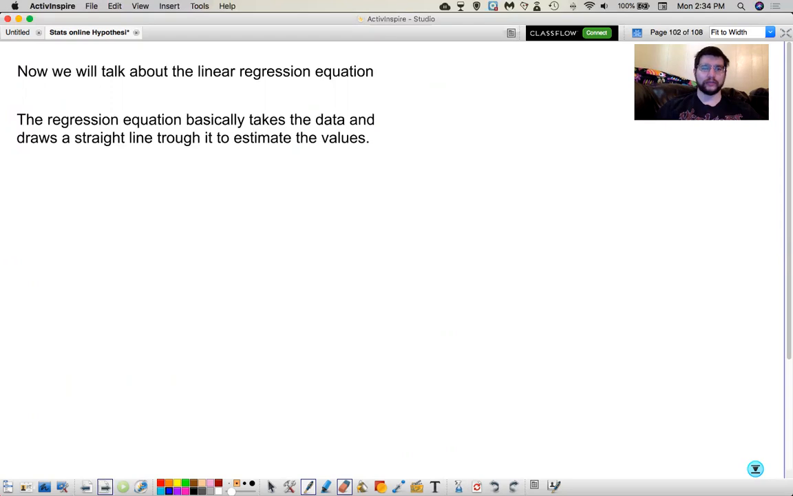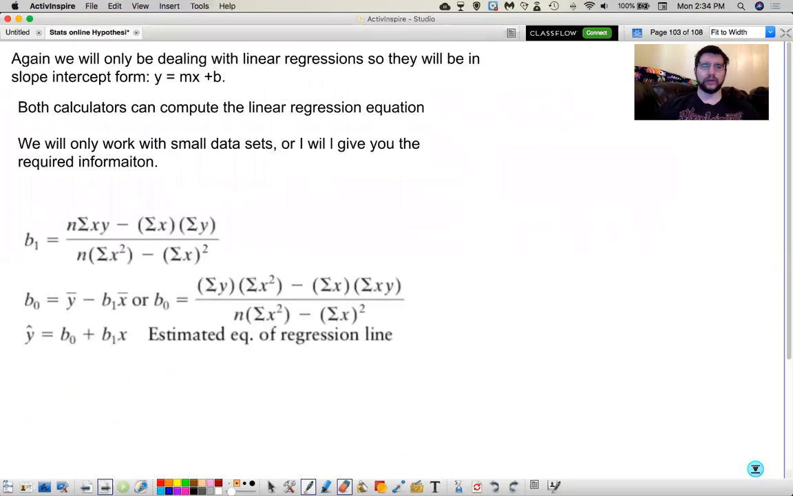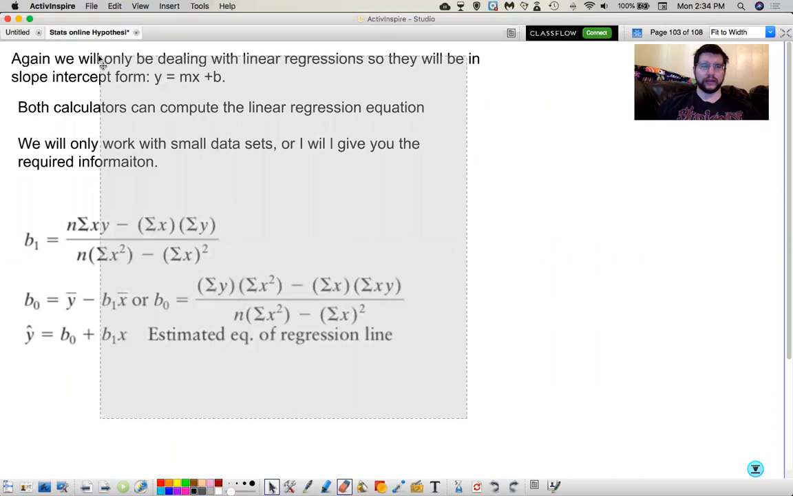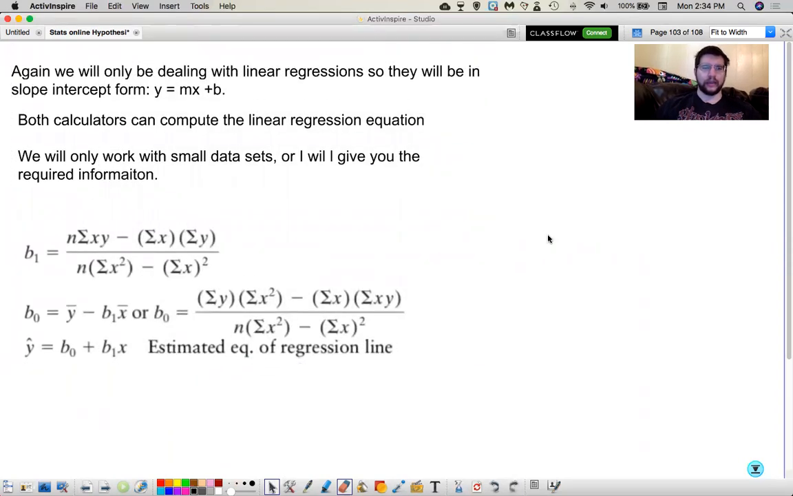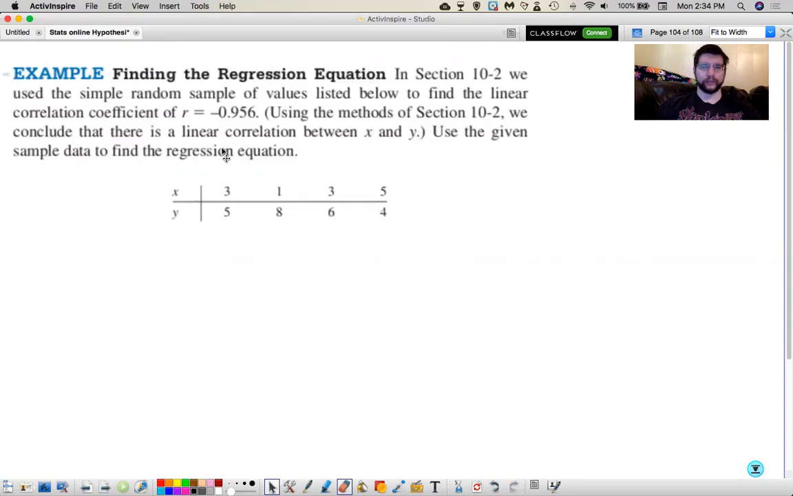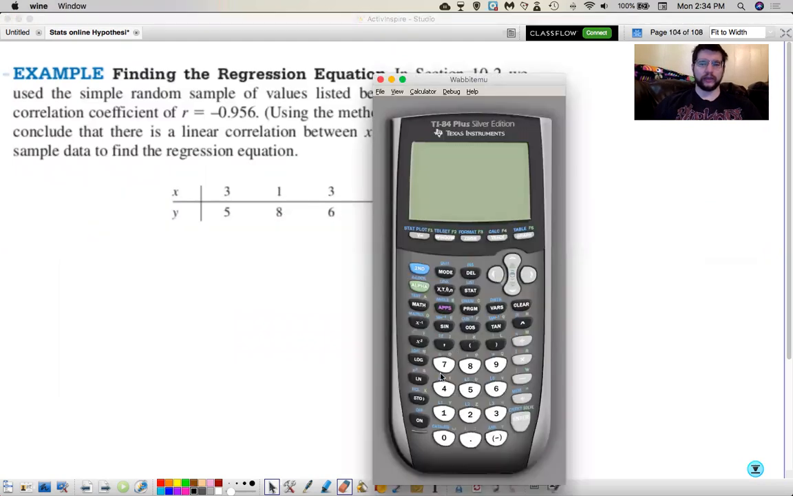Now we're just going to talk about the regression equation. And we're going to look at the best line that goes through that set of data. That's what the regression equation is. Same kind of thing. We're going to be using the calculator. And both calculators will compute it for you. If you have the data to type in, well, here's the formulas, we're going to type it in. And we're going to try and make sure the data sets are small. So let's do one. Same data. So TI users, you're in luck, it's still in there.